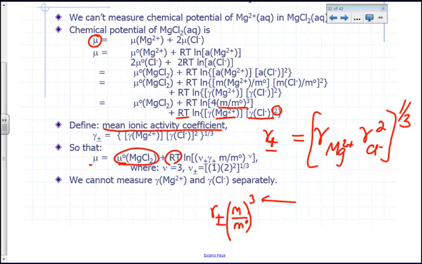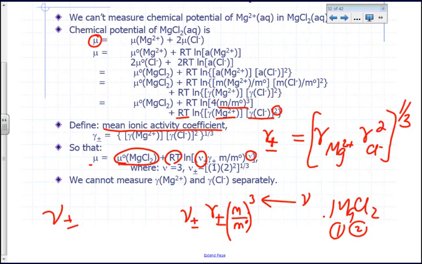This 3 right here is represented by this letter, nu. Nu is the total number of particles you get from your electrolyte. Magnesium chloride would give you 1 magnesium and 2 chlorides, so 1 plus 2 is 3. And then nu plus minus over here, so it's gamma, and there's a nu plus minus. Nu plus minus, that's the 4 that we got.